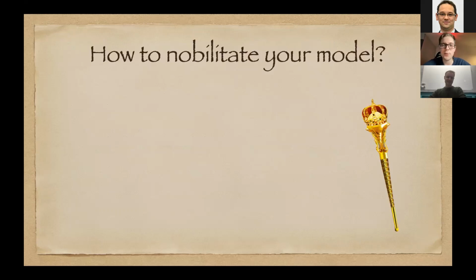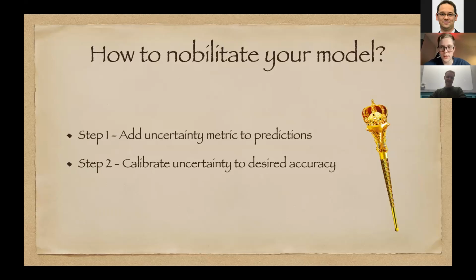And now the final question, how can we actually nobilitate the model? There are three steps that we can take to turn any model into a noble model. Step one is to add the uncertainty metric to the predictions. For example, I'll also talk about it later, but we can use variational inference, but there are also other ways. Step two is to calibrate the uncertainty sensitivity to the desired accuracy. So when we already know what the accuracy is on each input, then we can find the thresholds that will help us understand what the expected accuracy will be when we process input like the one that we are processing at the moment. And step three is also very important, not to forget about it, is to implement a control sample during inference.